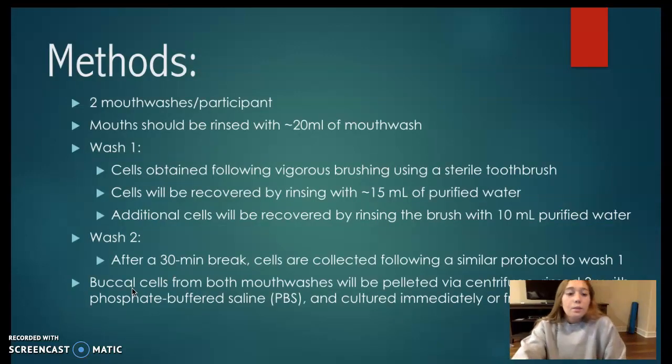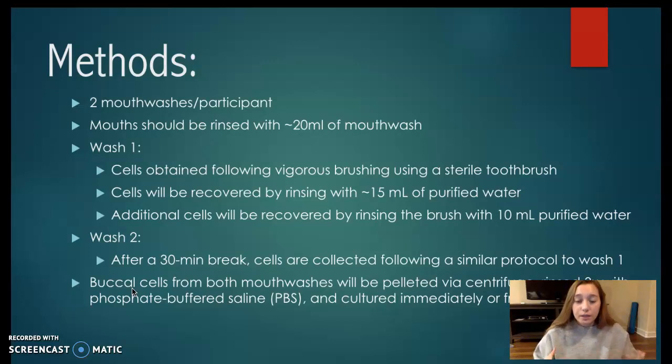These are some methods used to obtain the cell samples. We had 9 participants total, and each participant produced 2 washes, or 2 samples, really. Prior to both samples, the person's mouth was washed with approximately 20 mL of mouthwash, and then the 2 mouthwashes were done relatively the same way. The cells were obtained after brushing your teeth with a sterile toothbrush like you would any other day, and then rinsing your mouth with purified water, spitting that into a small container, and then rinsing the toothbrush with additional purified water, and whatever is collected from that is also put into the small container.